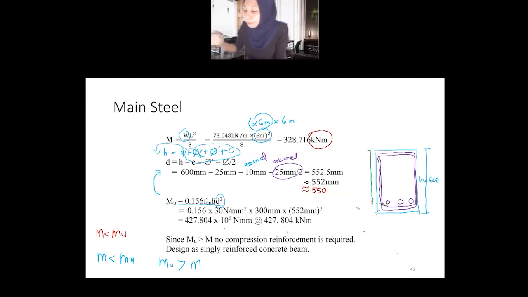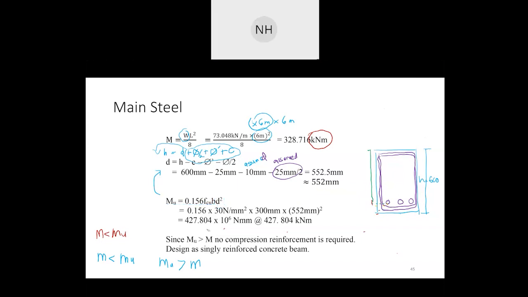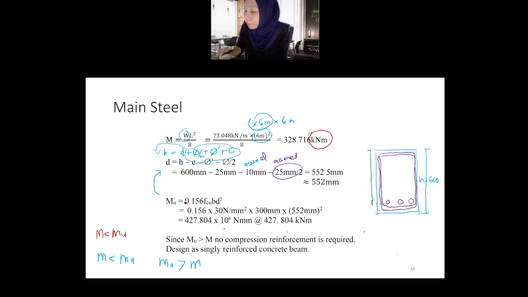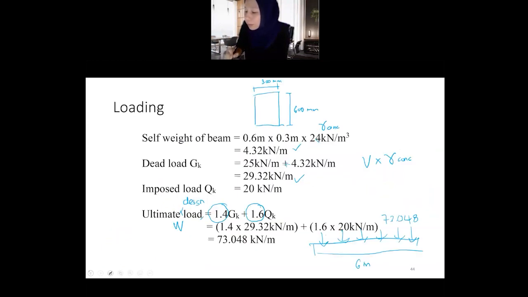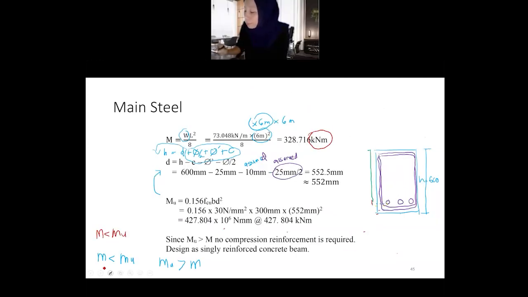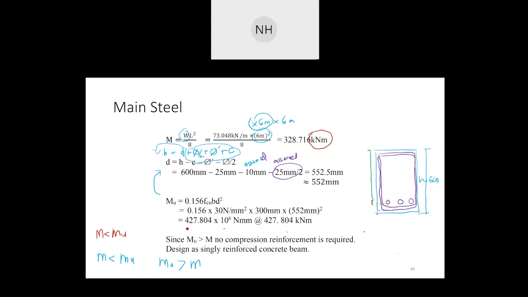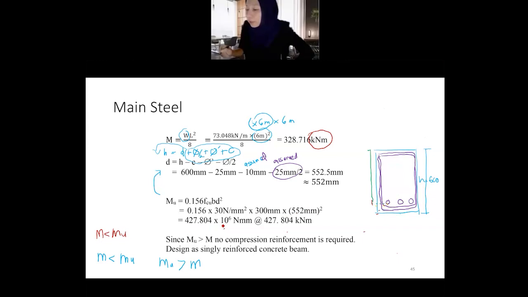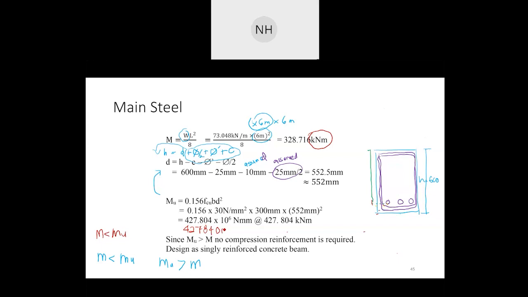Okay, itu on this one. Okay, but I stick dengan 552. Okay, I masukkan 552. So, I masuk dalam formula MU ni. Okay, you see FCU dah bagi dalam soalan, 30. Concrete strength 30, B and 552 is effective depth yang I calculated earlier. Then you will get 427.804 times 10 power of 6. So sebenarnya 427. Kalau you tengok calculator 804 2 3.